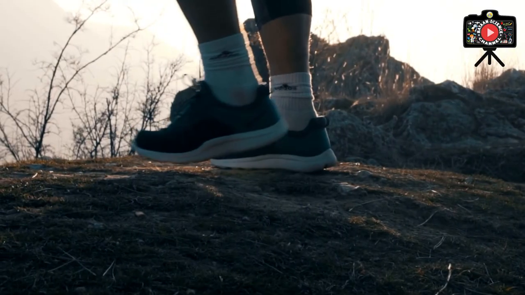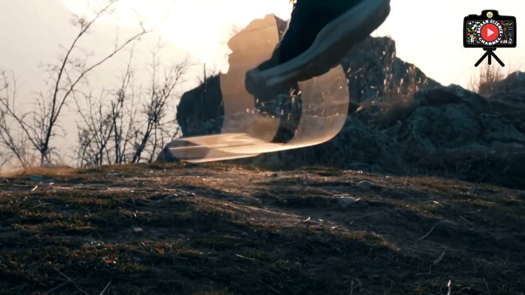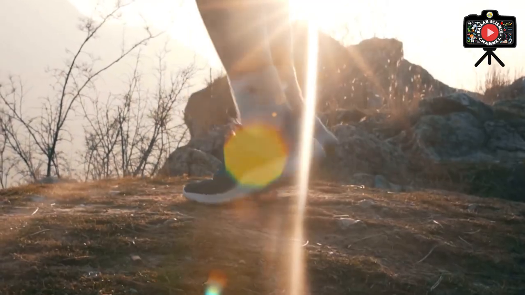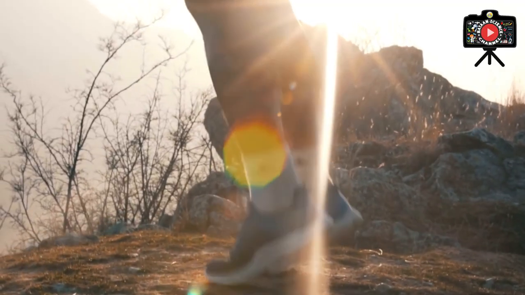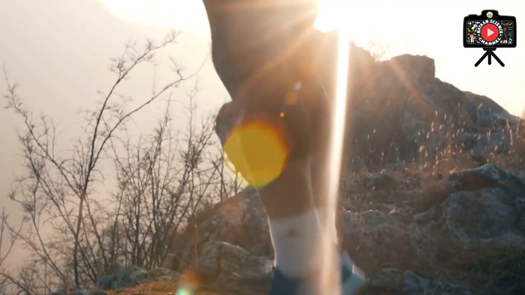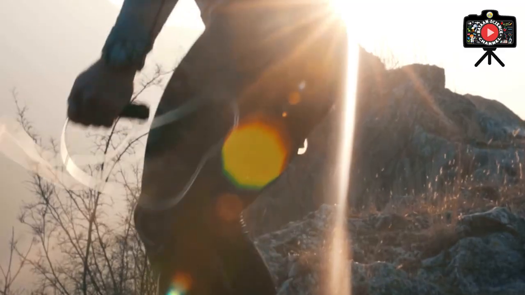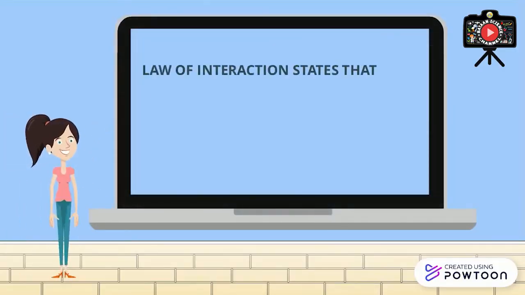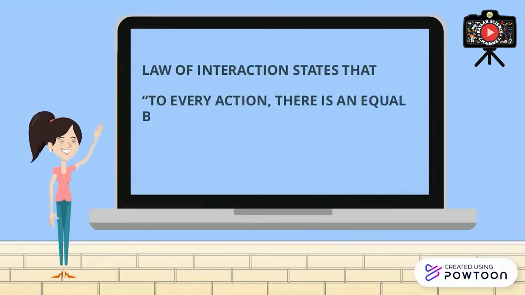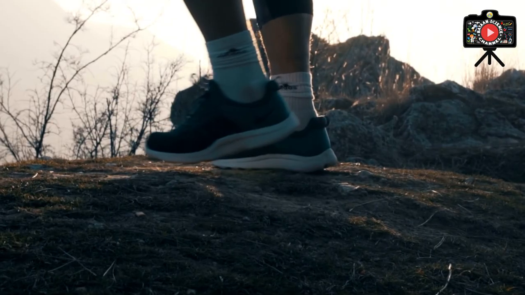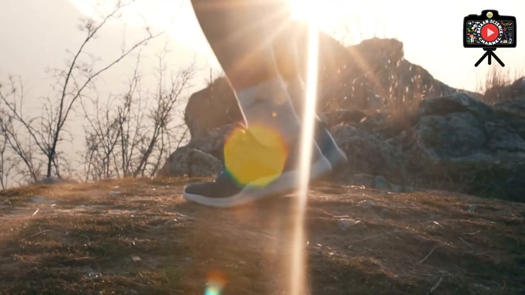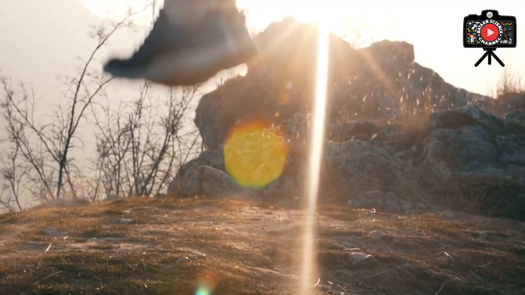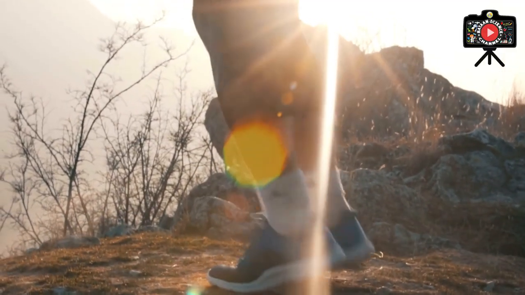Do you ever wonder why you can jump off the ground despite gravity always pulling you down? When you jump off, you are applying Newton's third law of motion, the law of interaction. The law of interaction states that for every action, there is an equal and opposite reaction. This law explains why you can jump off the ground. When you jump, the ground gives an equal amount of push toward your feet that pushes you up.